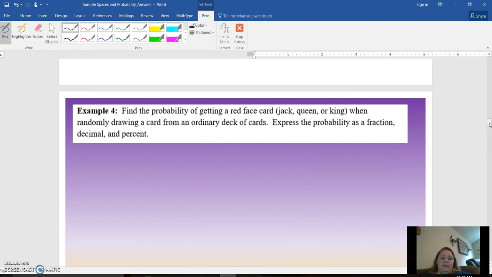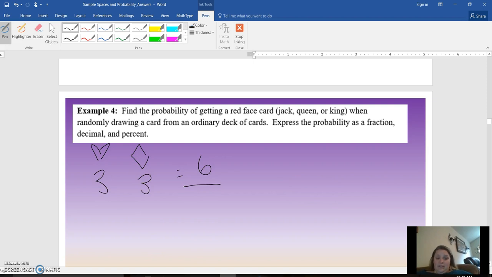All right, we want the probability of getting a red face card, so Jack, Queen, King, when it's randomly drawn from an ordinary deck of cards. So a face card is Jack, Queen, King, and then there are 3 face cards per suit, and there are 2 suits that are red. So we have hearts and diamonds, and there are 3 in the hearts and 3 in the diamonds. We have 6.